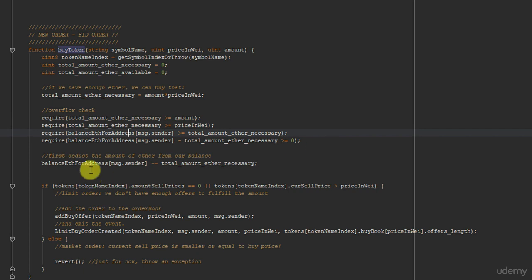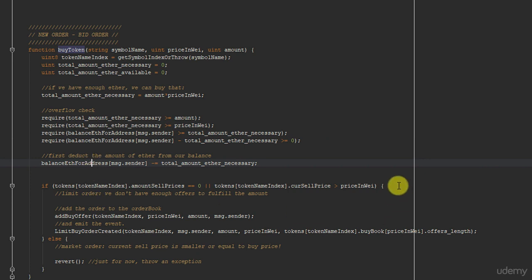And now, first of all, I deduct the amount of Ether that is necessary from my balance. So I cannot just repost another order and then repost another order. So I really have to have something in my balance first before I can even post a new buy offer.